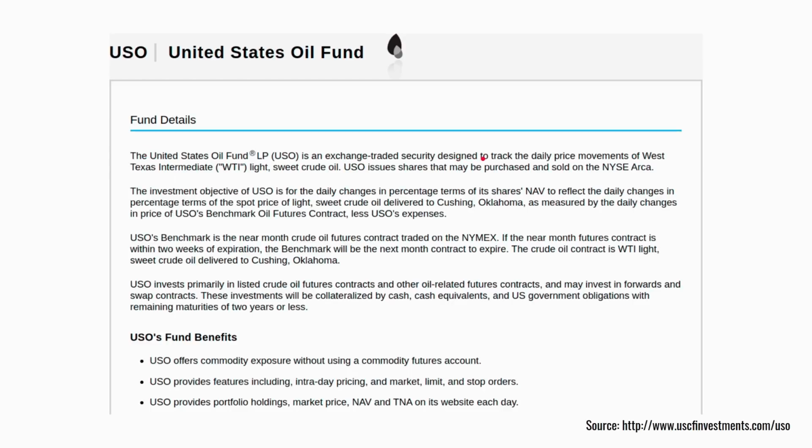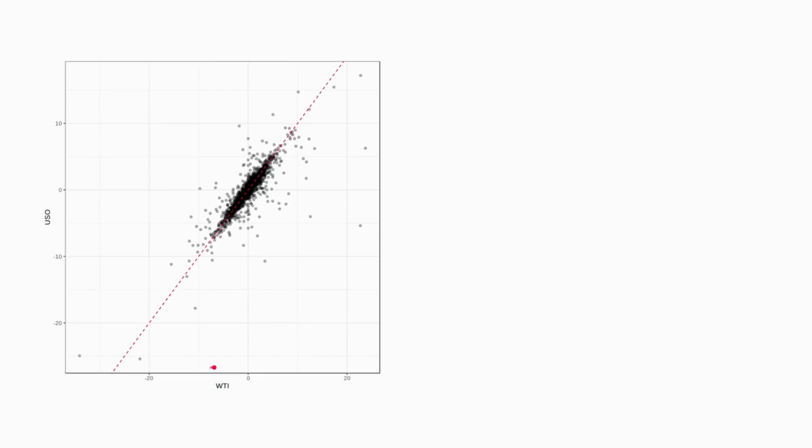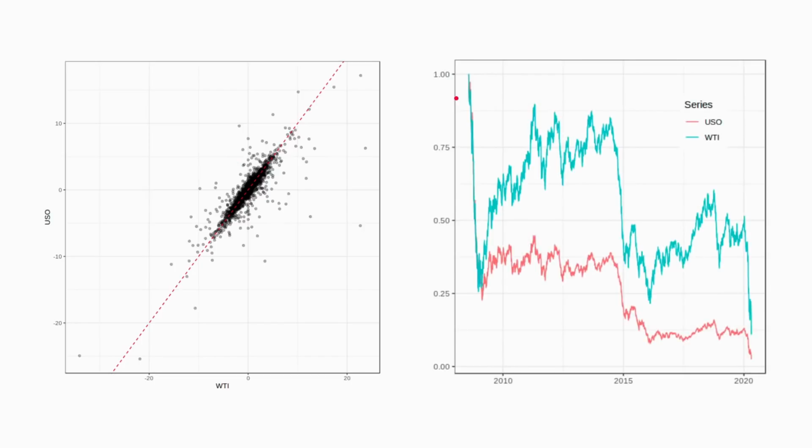The fund is designed to track the daily price movements of West Texas Intermediate light sweet crude oil. If we plot the daily return of oil, that's WTI on the x-axis, versus the daily return of the USO fund, you can see that they're very strongly correlated, although sometimes we do get big deviations from that straight line. But that doesn't necessarily mean that the two track each other perfectly. If they both start off at $1 in 2008, you can see that the price of WTI, which is in green, deviates wildly from the value of the fund USO.